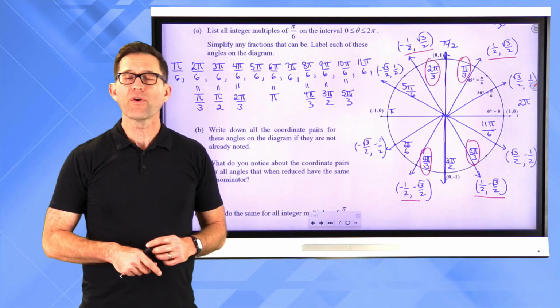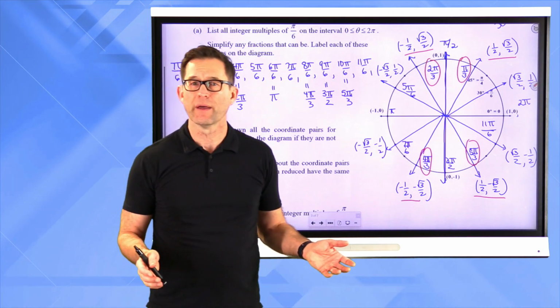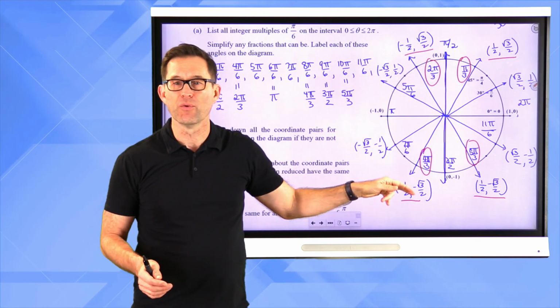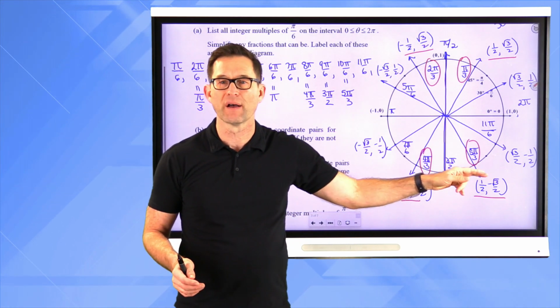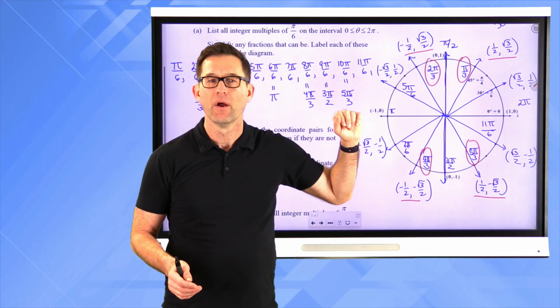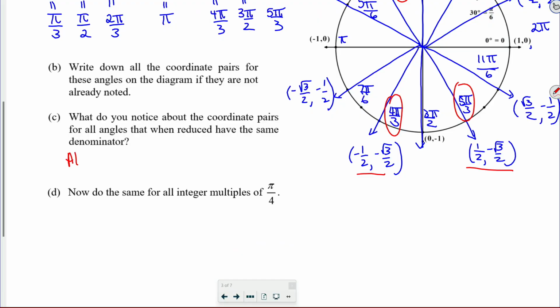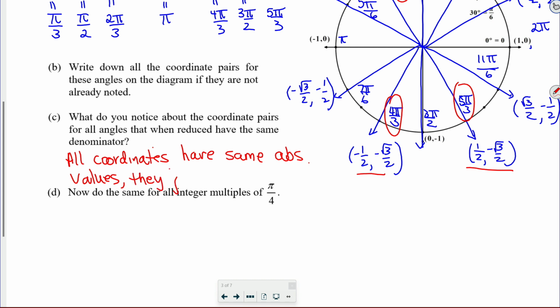Well, all the coordinates have the same absolute values, right? So 1/2, root 3 over 2, negative 1/2, root 3 over 2, negative 1/2, negative root 3 over 2, positive 1/2, negative root 3 over 2, right? All the coordinates have the same absolute values. They just differ in sign. And that's true also of the pi over 6's.